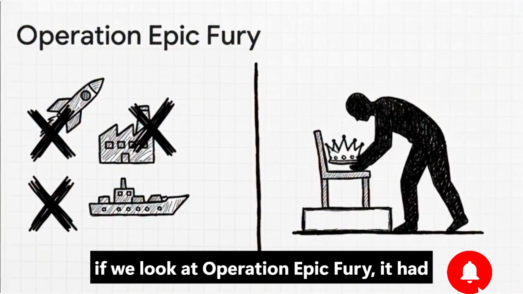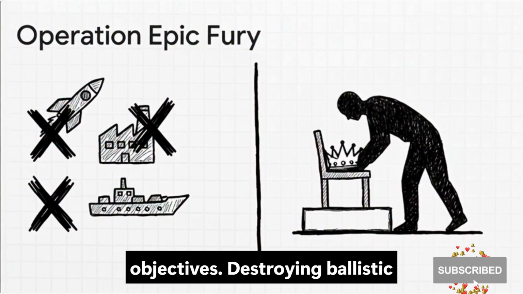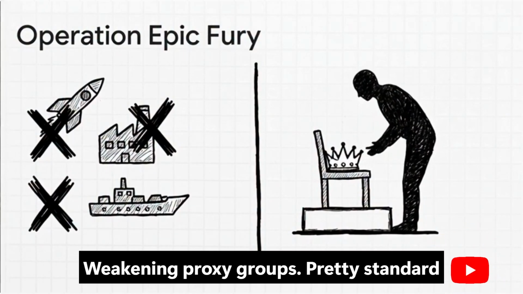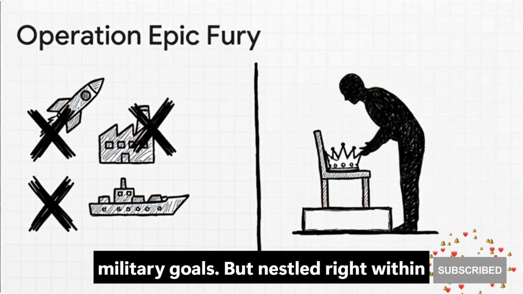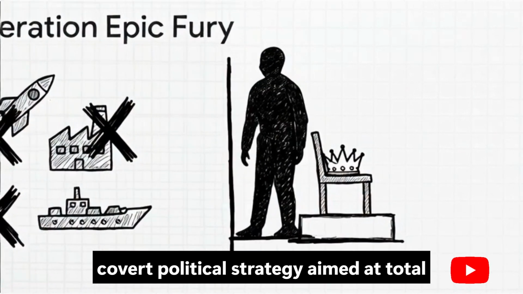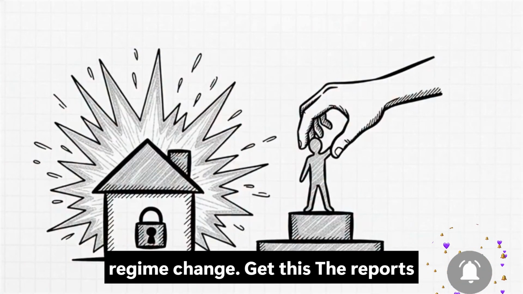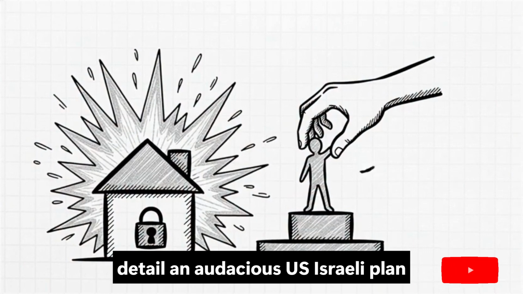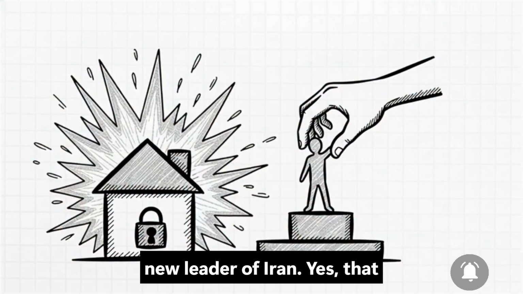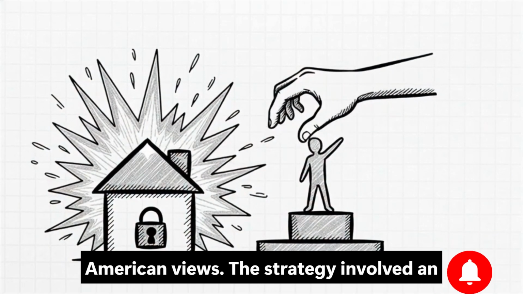Now, if we look at Operation Epic Fury, it had some very clear, aggressive military objectives, right? Destroying ballistic missiles, dismantling production facilities, sinking the Iranian Navy, weakening proxy groups. Pretty standard military goals. But nestled right within this campaign was a highly surprising covert political strategy aimed at total regime change. Get this. The reports detail an audacious U.S.-Israeli plan to install Mahmoud Ahmadinejad as the new leader of Iran. Yes, that Ahmadinejad, the former hardline president widely known for his anti-American views.